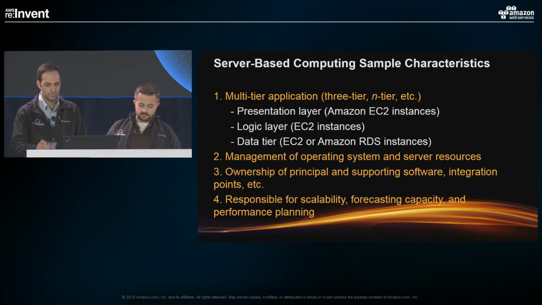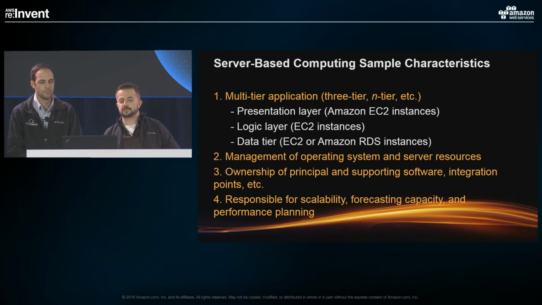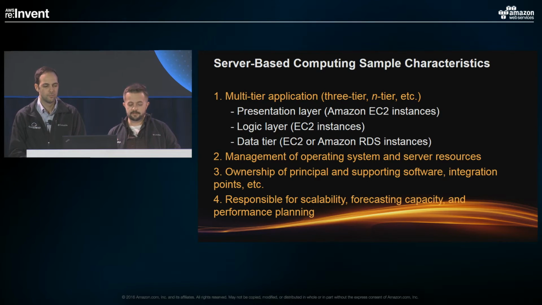So let's look at some characteristics of a sample server-based architecture in AWS running in our infrastructure as a service mode. We can focus on a multi-tier architecture, particularly a sample 3-tier setup. A multi-tier architecture is a cornerstone architecture pattern with guidelines for ensuring decoupled and scalable application components. We segregate web, application, and database tiers, but for this presentation, we're going to refer to them as the presentation layer, the logic layer, and the data layer.